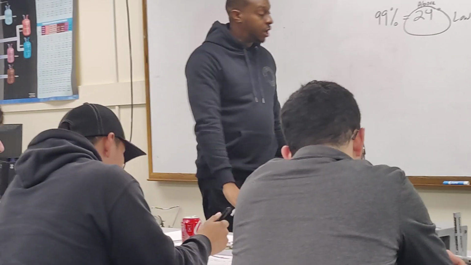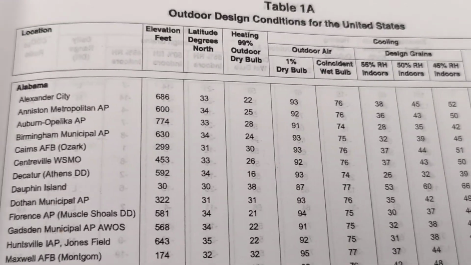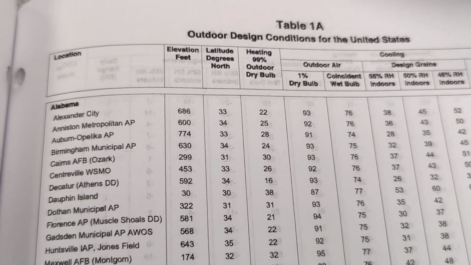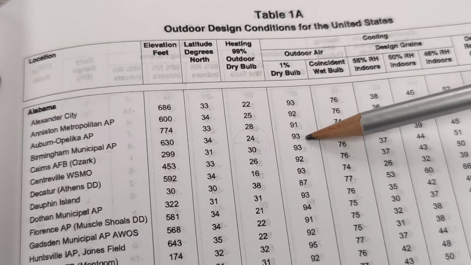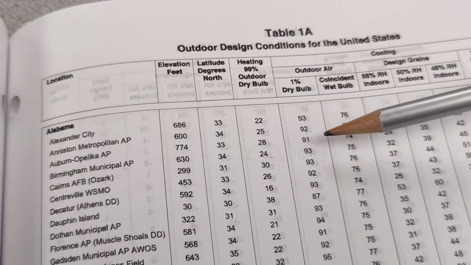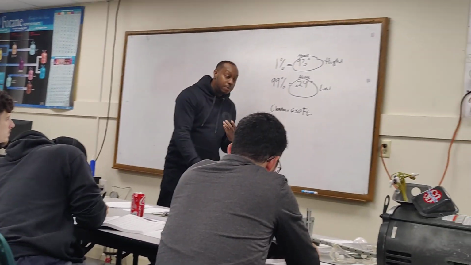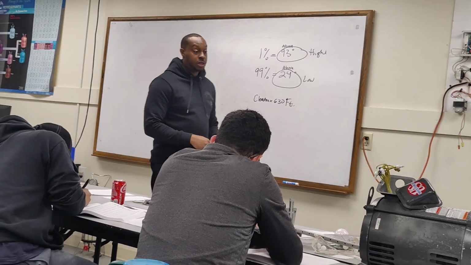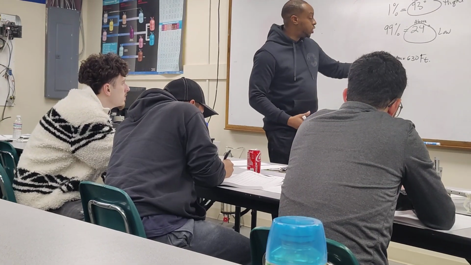Somebody give me the elevation for Birmingham. 630 feet. All right, 630 feet. Now, why is elevation important? Yes, absolutely. Air pressure. Air is thinner in certain areas. That means a whole lot when you start looking at how you design a building. The humidity, all that stuff is different depending on air pressure. How many molecules of water can sit in that air depends on where you're located.